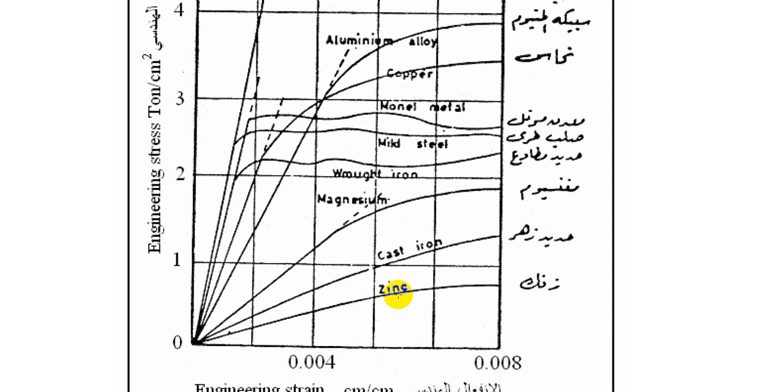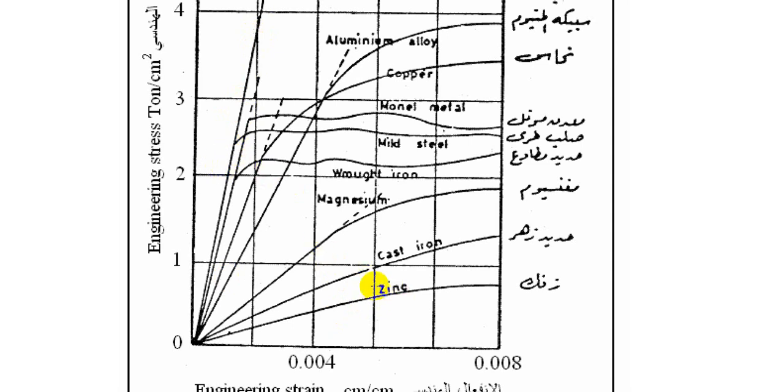has a high elastic modulus, and the cast iron has an even higher elastic modulus, as does the magnesium. The higher you go in the stress-strain diagram, the more elastic modulus you get, as you can see in front of you. But the elastic modulus for the structural steel, carbon or alloy, is pretty much higher than the zinc.